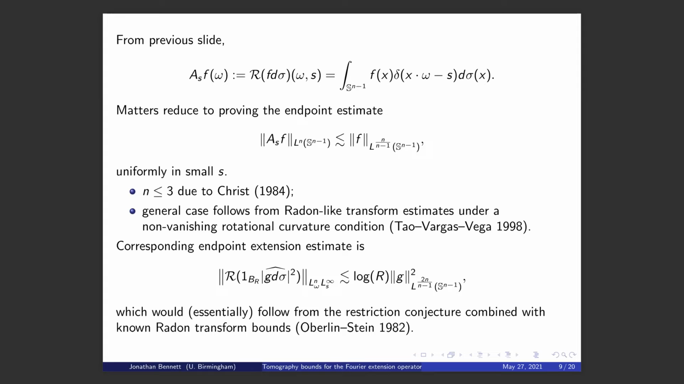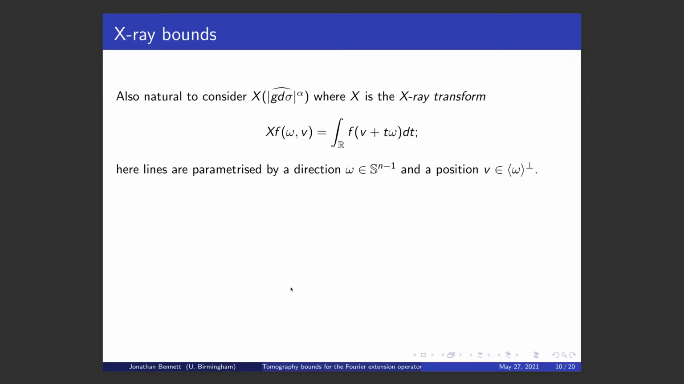But I think it turns out to be quite a bit more interesting if you look at line integrals instead. So if you look at the X-ray transform instead of the Radon transform. And so that's what I really want to talk about. I want to talk about what happens if you take L2 norms of g dσ hat along lines, using, of course, the X-ray transform. Now, it's not a priori clear that L2 norms, or the Lebesgue exponent 2, is the right one in the context of lines.